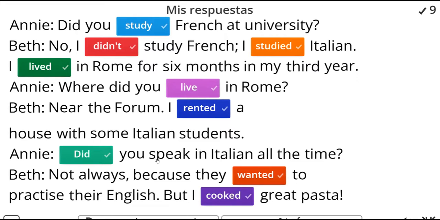Okay, back again. Did you study French at university? No, I didn't study French. I studied Italian. I live in Rome for 6 months in my third year. Where do you live in Rome? Near the Forum, I rented a house with some Italian students. Do you speak in Italian all the time? Not always, because they wanted to practice their English, but I cooked great pasta.